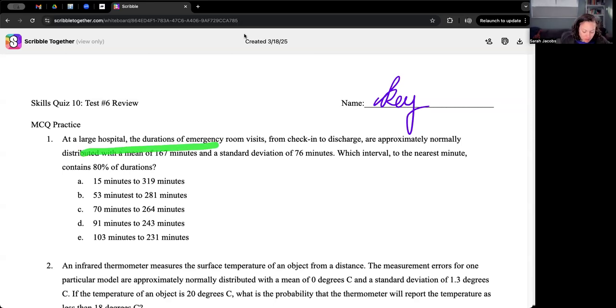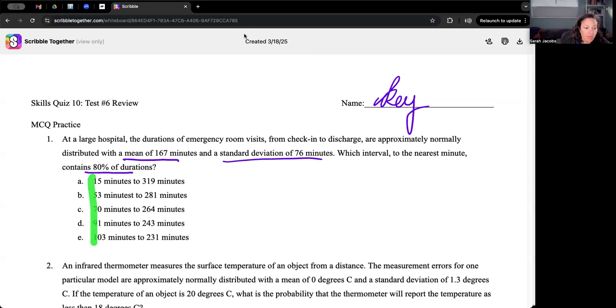At a large hospital, the durations of emergency room visits from check-in to discharge are approximately normally distributed, with a mean of 167 minutes and a standard deviation of 76 minutes. Which interval to the nearest minute contains 80% of durations? We talked about this a lot today, with a lot of different groups. This does not mean which of these has an endpoint at the 80th percentile.